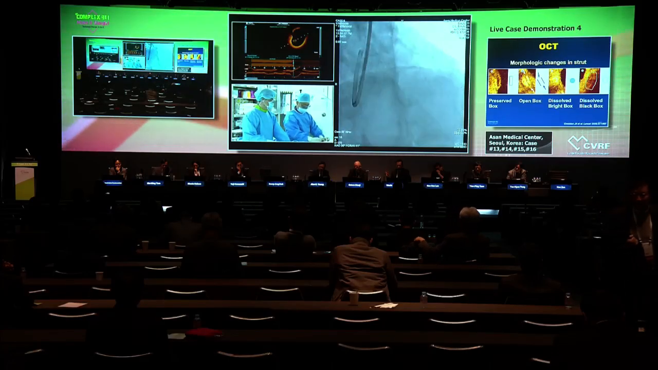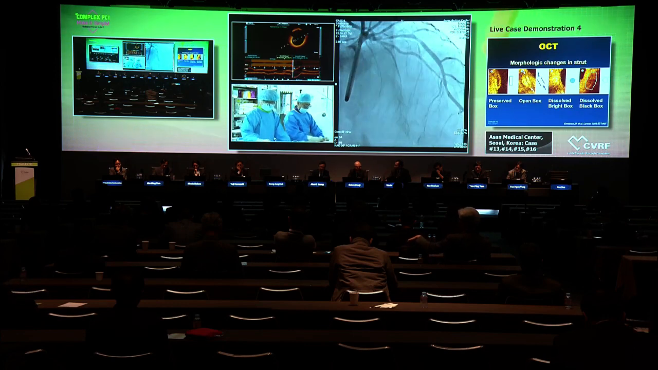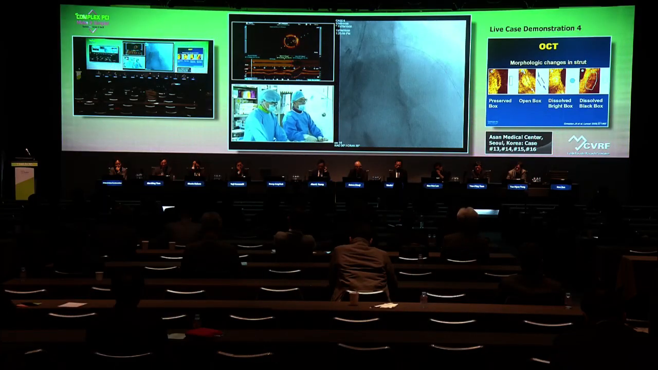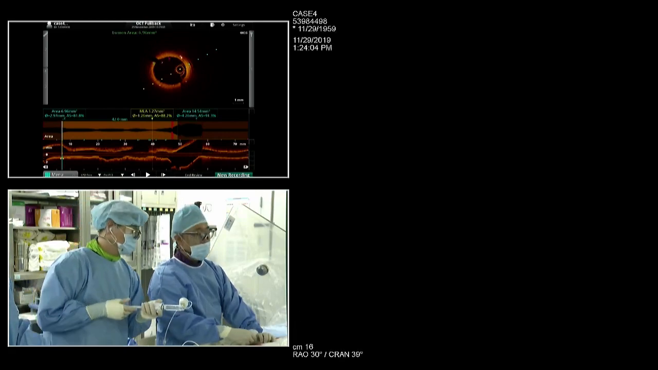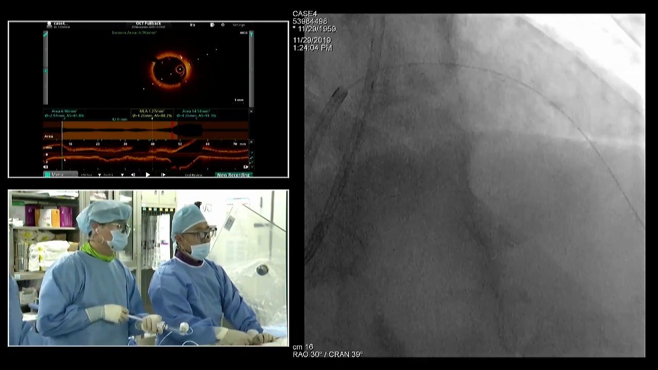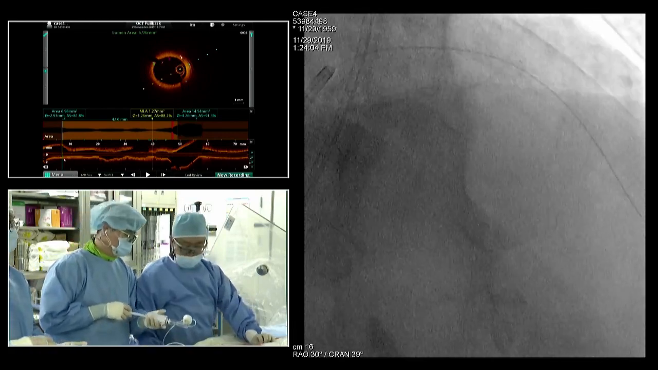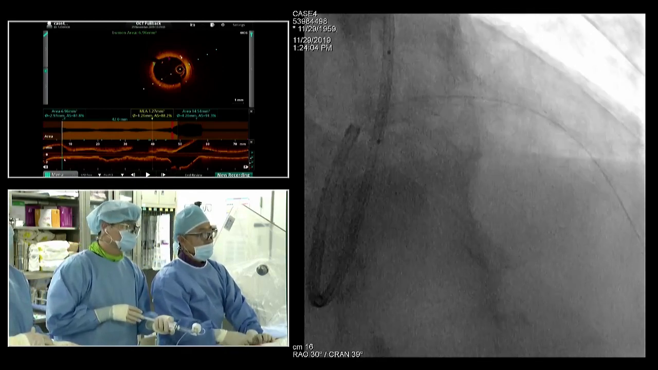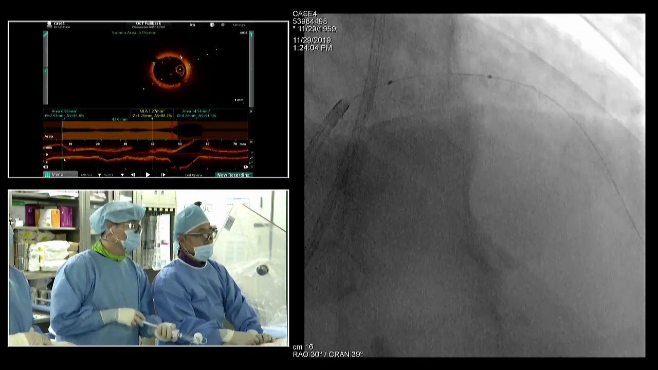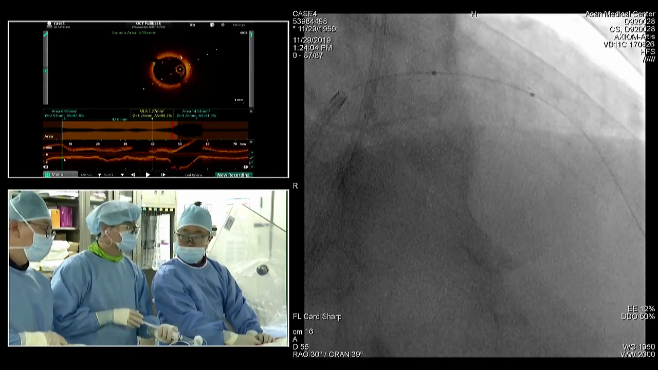I think it's just putting in another DES, from relatively normal to normal area, and treating it like that. Yeah, definitely. And the procedure itself is very simple. So I'm going to pre-dilate using a non-compliant balloon, and then I'll see what happens after pre-dilation. This is an NC balloon, 3, 4, and 5.